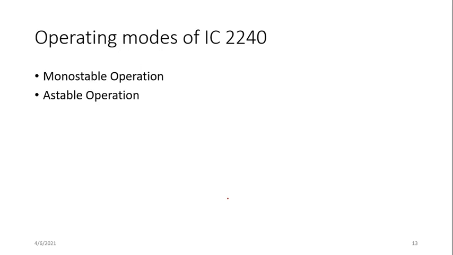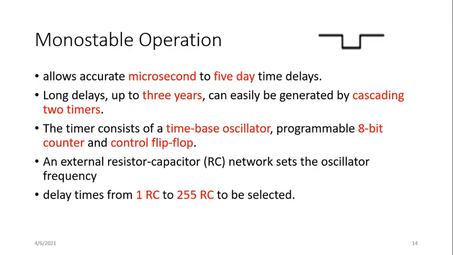Then the operating modes of IC2240. IC2240 works in two operating modes. First one is monostable operation. The second one is astable operation. So what is a monostable operation? Here we are having the monostable operation. Monostable operation means here actually we are generating one pulse. Okay, means we are generating a time delay.